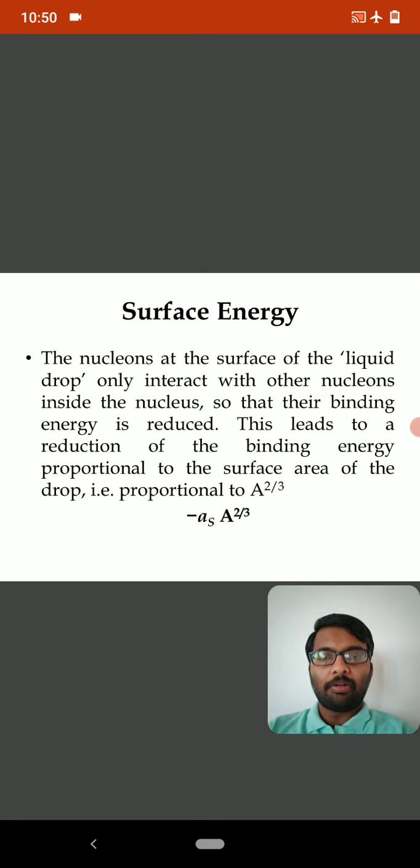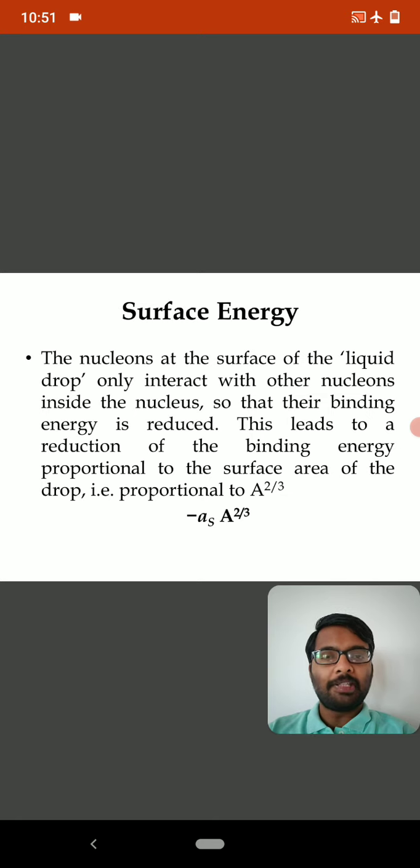If we consider the nucleons, that may be proton or neutron, well inside the nucleus, that nucleon is surrounded by more nucleons than a nucleon which is at the surface. Therefore, the nucleons at the surface of the liquid drop, or of the nucleus, only interact with other nucleons inside the nucleus. So in comparison with the nucleon well inside the nucleus, which is surrounded by more nucleons, the nucleon at the surface of the nucleus is surrounded by fewer nucleons. Because of this, there is a decrement in binding energy for nucleons at the surface, which interact with other nucleons inside the nucleus. Therefore, their binding energy is reduced.